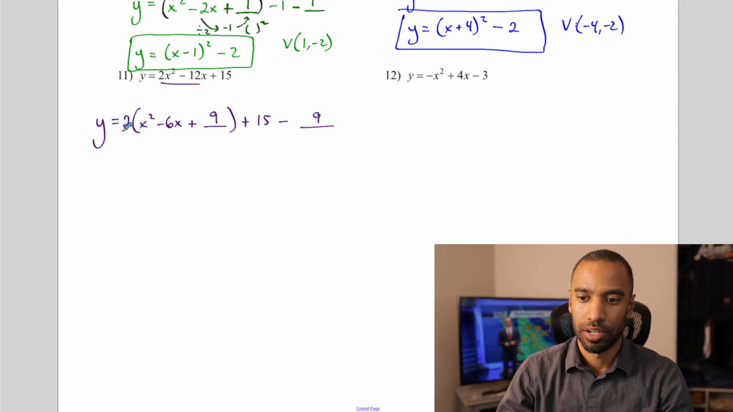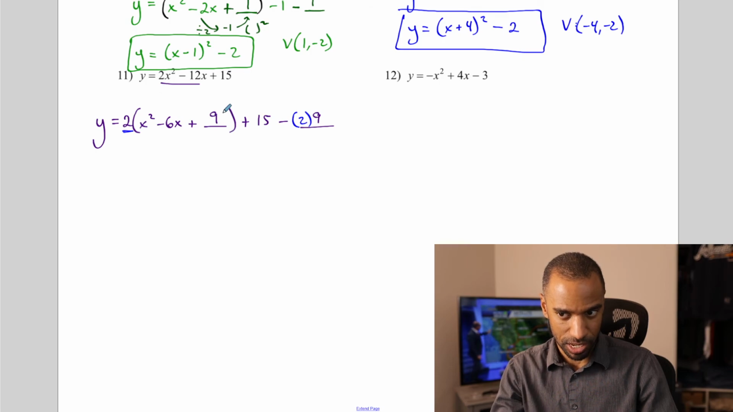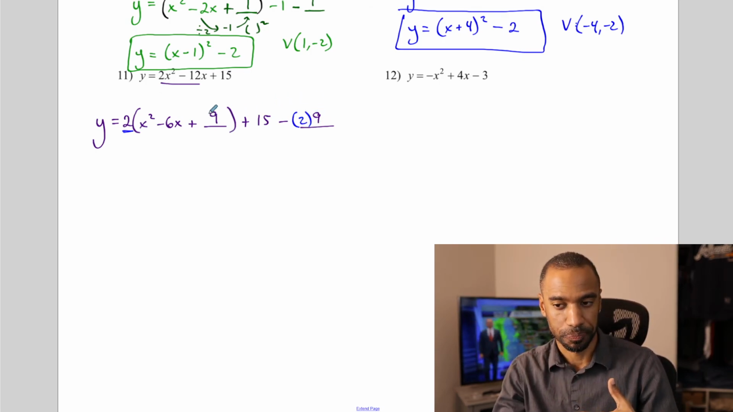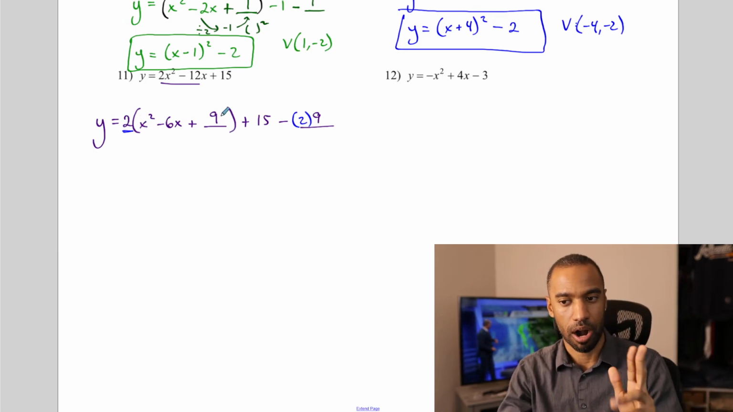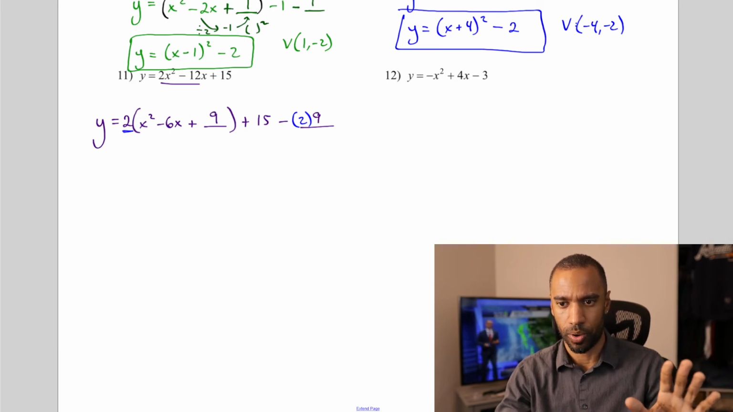I have to make sure that with this 2 here, I multiply this 9 by 2 as well. Otherwise, I will be unbalanced because I'm adding 18 right here. So I have to subtract 18 right here as well. I factor the 2 out so I can properly complete the square. Otherwise, I'd get a different number that doesn't register the same way, because of the nature of squaring values.